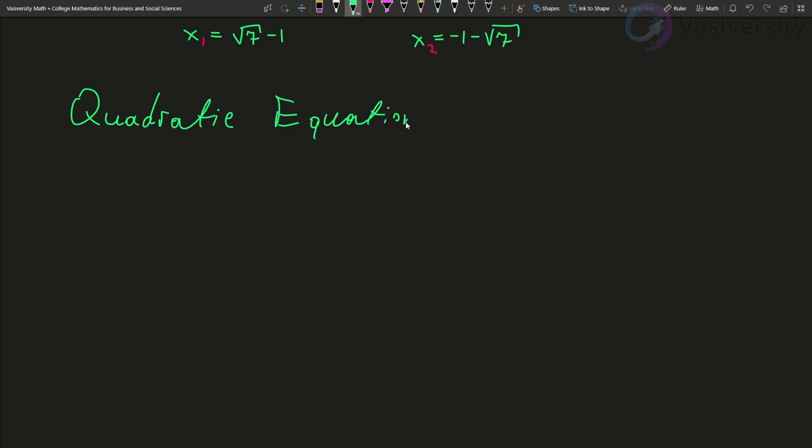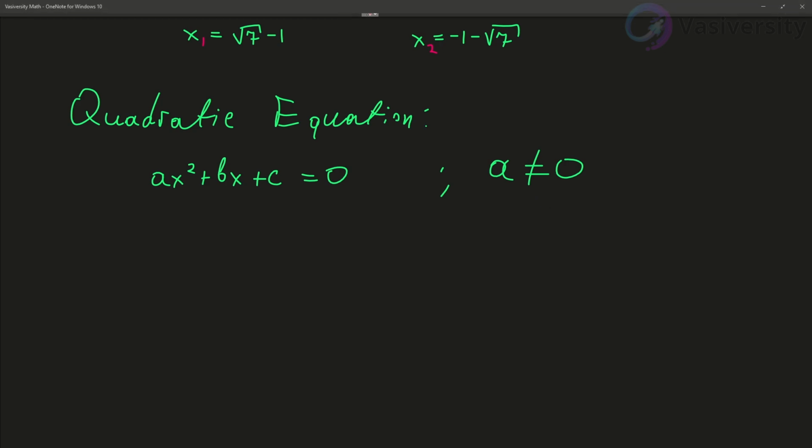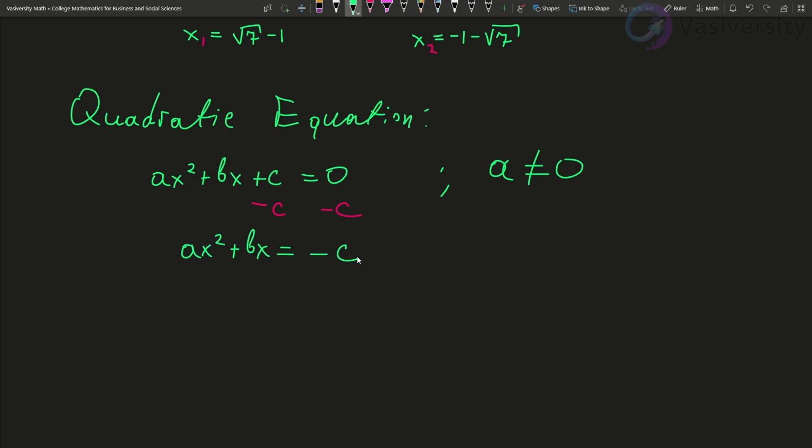So in a quadratic equation, let's take a look at the general case. So ax squared plus bx plus c, where we're assuming that a is not equal to 0. So that's equal to 0, and we're assuming that a is not equal to 0. Okay, so the next step is going to be, let's go ahead and subtract c from both sides. Okay, and so we have ax squared plus bx is equal to negative c.